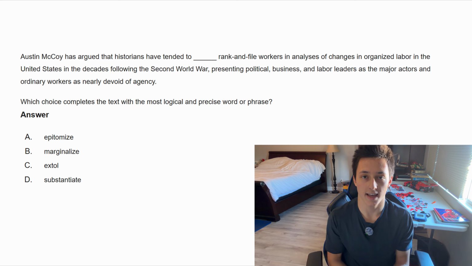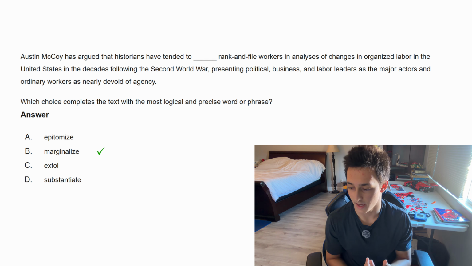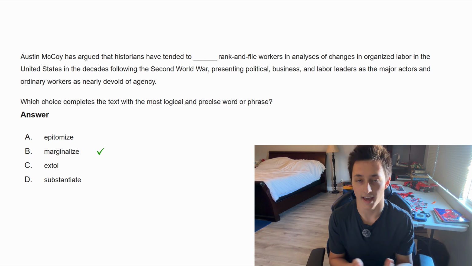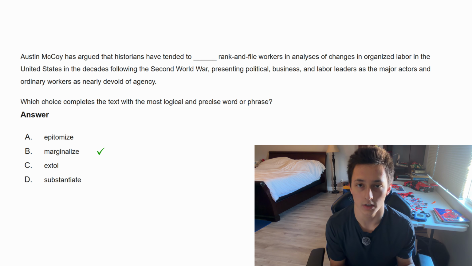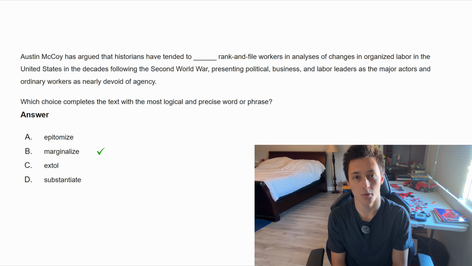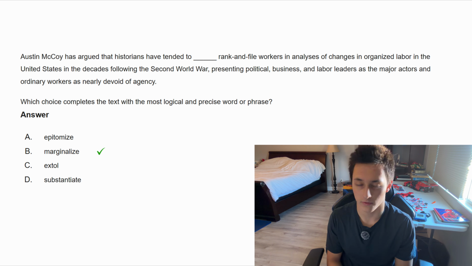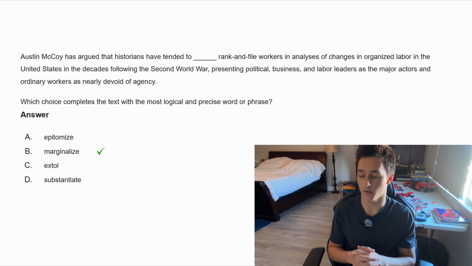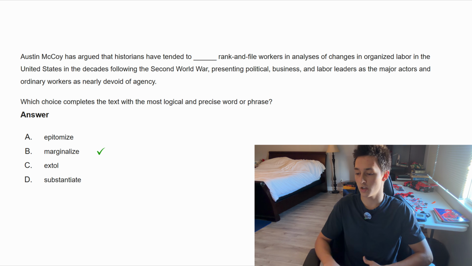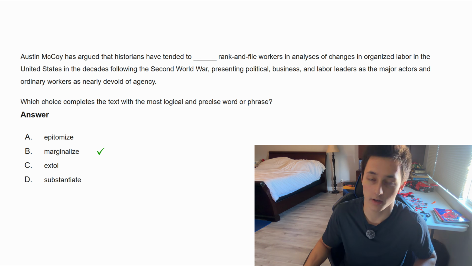But marginalize actually fits great, because if we're saying marginalize, we're basically saying that we're putting them in a certain category, which could lead to us saying that we're overlooking them. So I don't think that's too much of a stretch, and in this case, B was the correct answer. Like I said, if you guys have a different way of solving this, it's different for everybody. As long as you understand the passage and you find a way to navigate to the right answer, please do that, right? Whatever works for you.